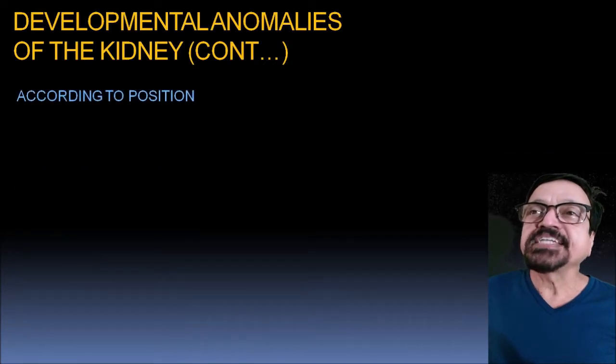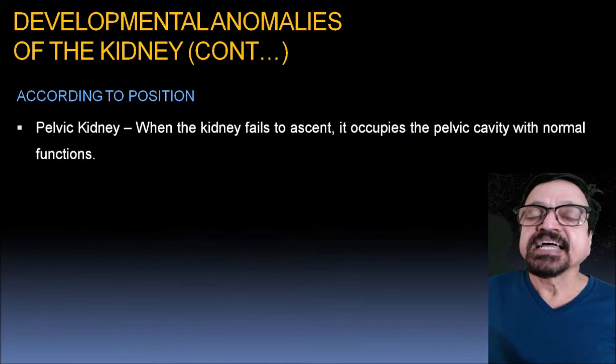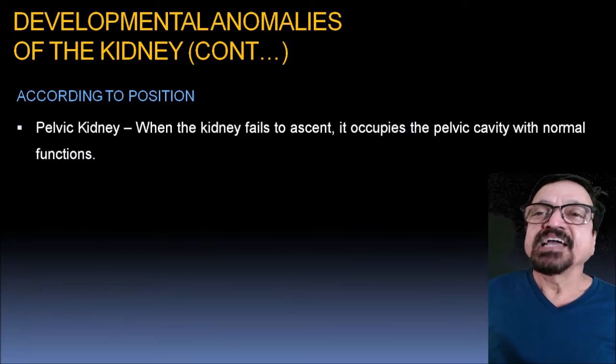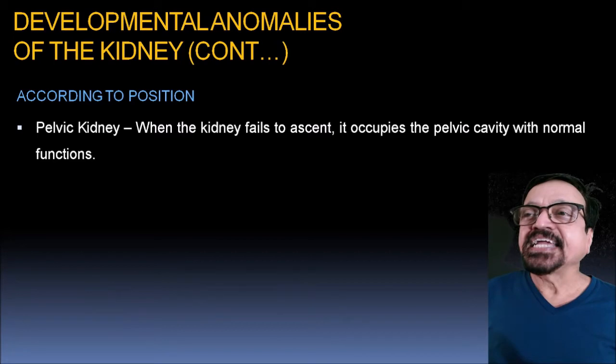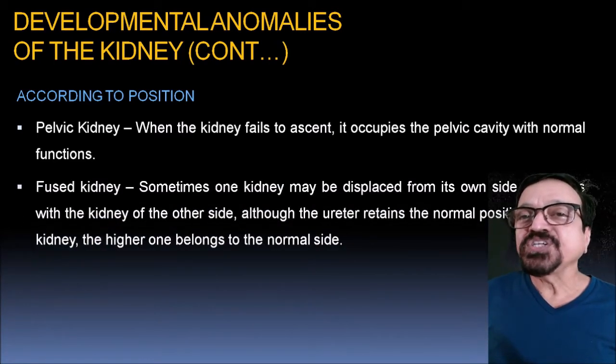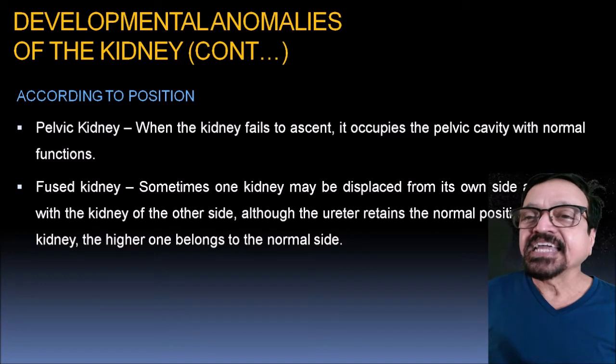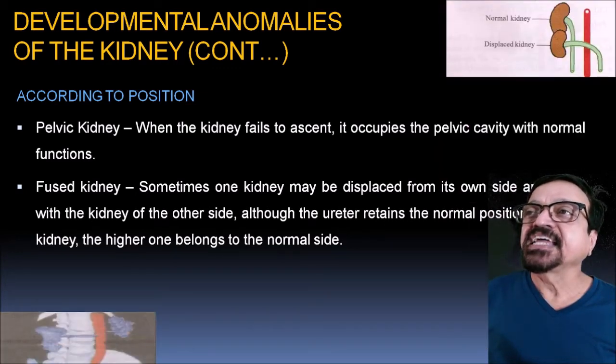Further continuing with the congenital anomalies, according to position, there can be a pelvic kidney. When the kidney fails to ascend, it occupies the pelvic cavity with normal function. Then fused kidneys: sometimes one kidney may be displaced from its own side and fuses with the kidney of the other side. Although the ureter retains the normal position, in fused kidneys, the higher one belongs to the normal side.